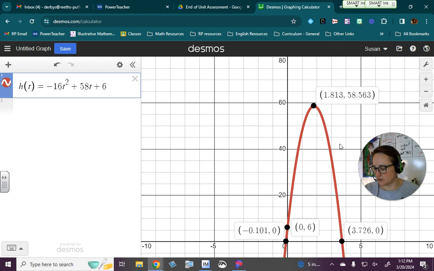What is a reasonable domain for this situation? So the first question is asking me domain. And since I'm looking at time across the bottom here and height here, negative time doesn't make sense for throwing a ball into the air. I don't go back in time. So my inputs, remember domain is asking about inputs, x values. Domain would start at 0, and it looks like it hits the ground here at 3.726.